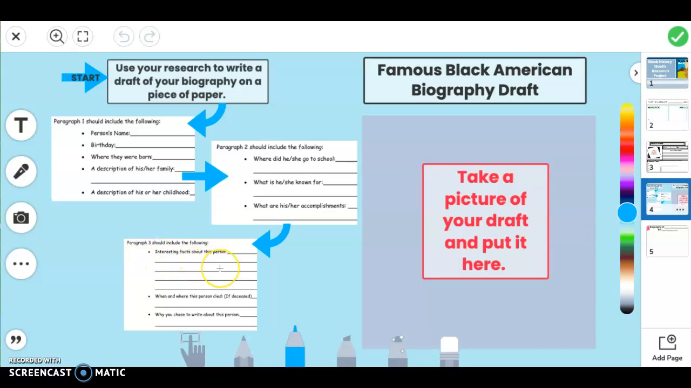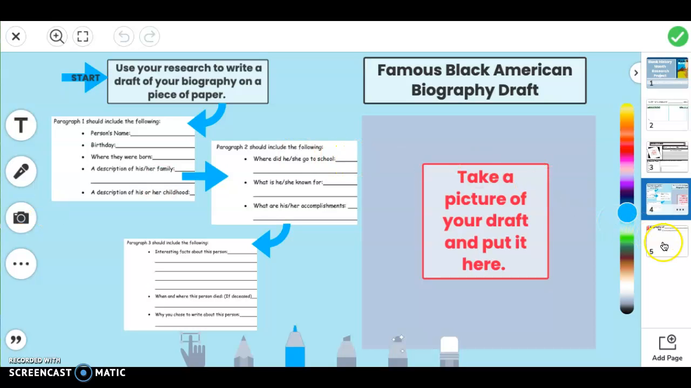Then you are also going to put in paragraph 3, or the end of your story, interesting facts about this person, the things that stood out to you about this person. You could also write when and where this person died, if they have died. And then your closing sentence, or final sentence, can be why you chose to write about this person. After you are finished writing on your piece of paper, you will take a picture of your draft and put it here using the camera tool.